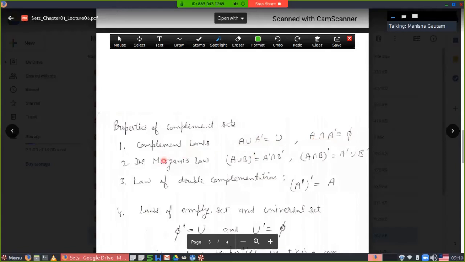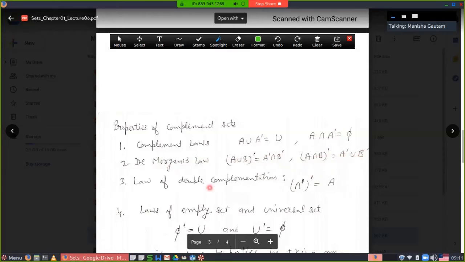Next is the property which is known as De Morgan's law. This is a very important law. Verification of this law has come many times in exams. A union B whole complement is equal to A complement intersection B complement. And the second part of this is A intersection B whole complement is equal to A complement union B complement. Look here. When you use a union on the left hand side, then on the right hand side it is intersection. If you take an intersection sign on the left, you get a union sign on the right hand side.